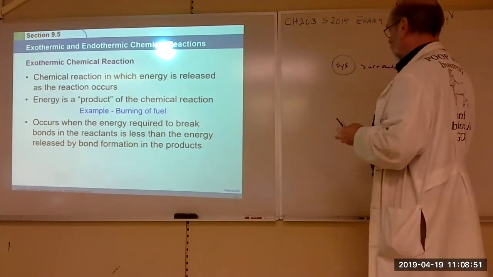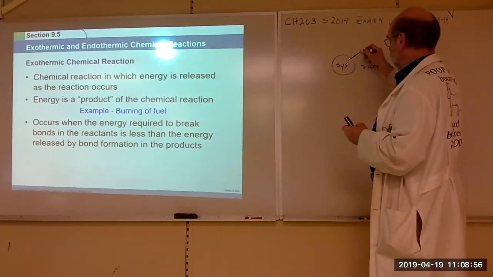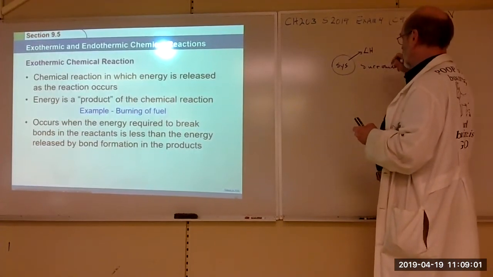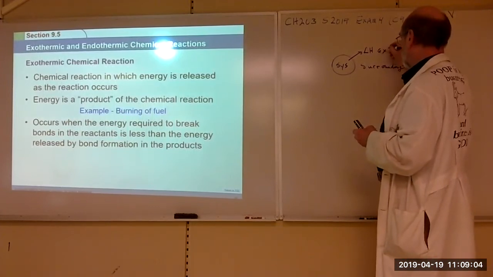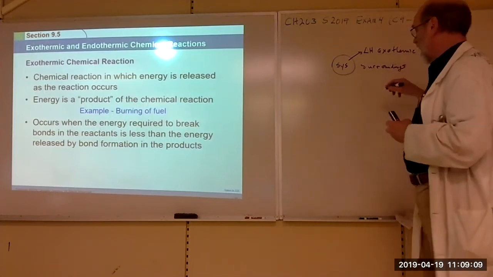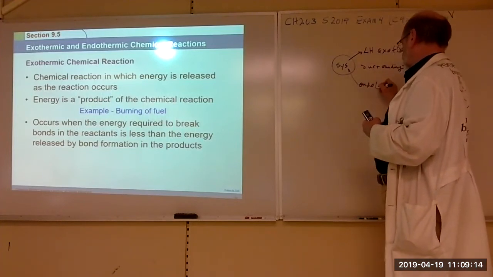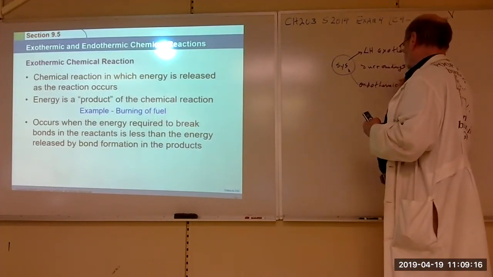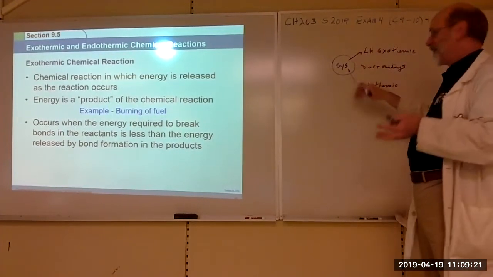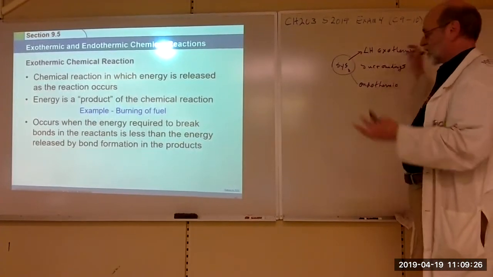So, if heat leaves the system during the reaction, then that's exothermic. But if during the reaction heat is absorbed, that's endothermic. It comes from the Greek prefixes. Exo means to exit, and endo means go into. And thermic, of course, refers to heat.